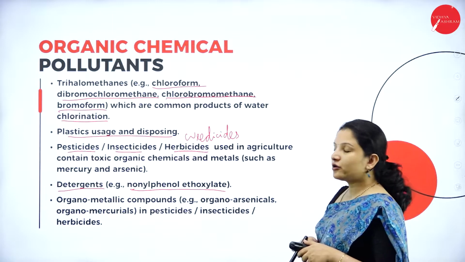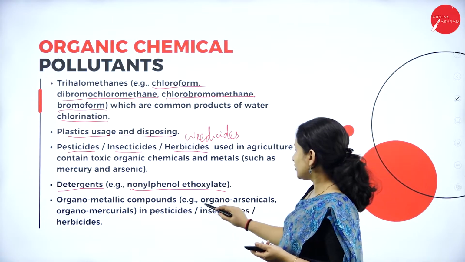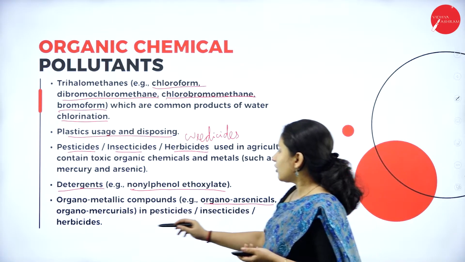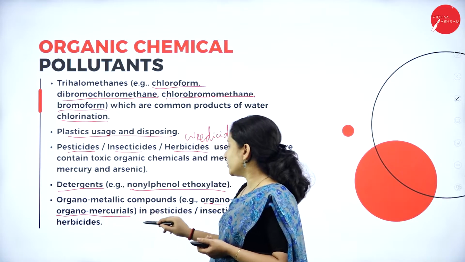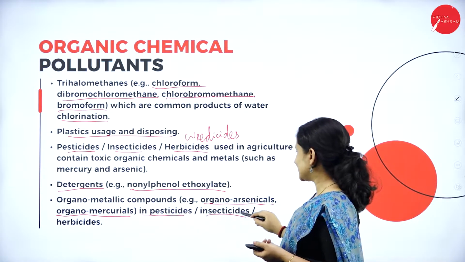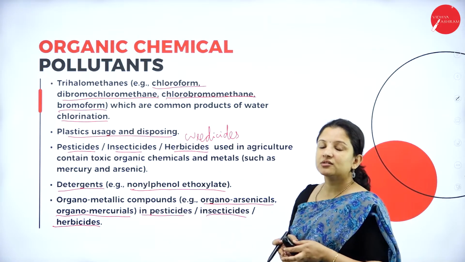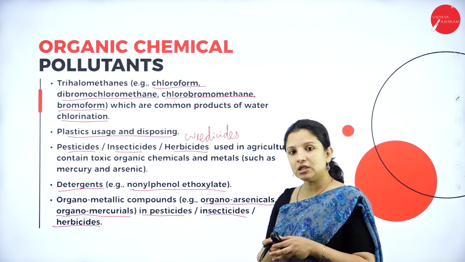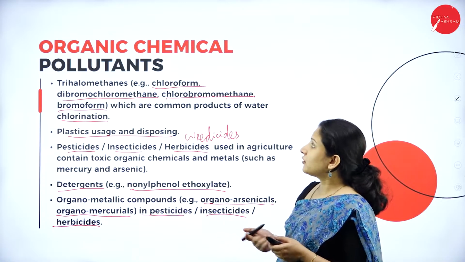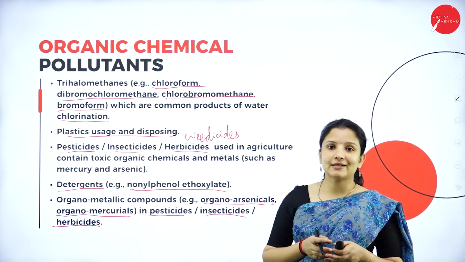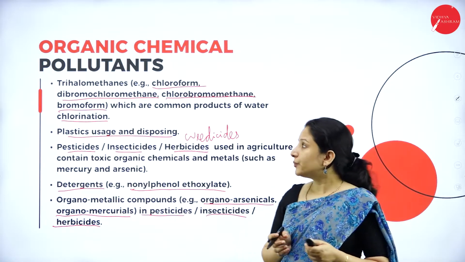Next, some of the organometallic compounds such as organoarsenicals and organomercurials, which are commonly used in pesticides, insecticides and herbicides, that is, for agricultural purposes. Even they can cause chemical pollution. So these are the different organic chemical pollutants that are causing chemical pollution.